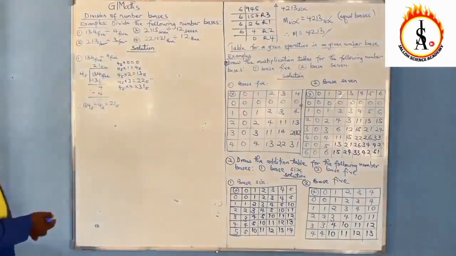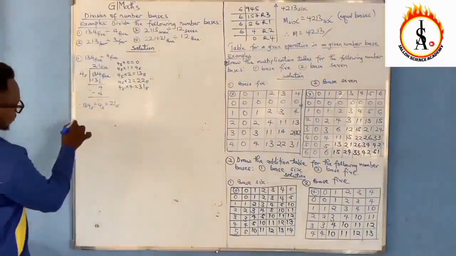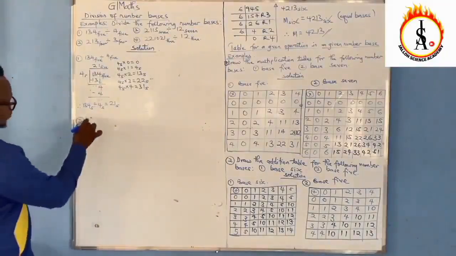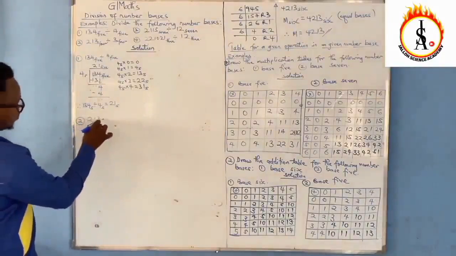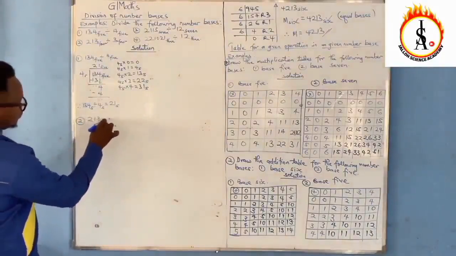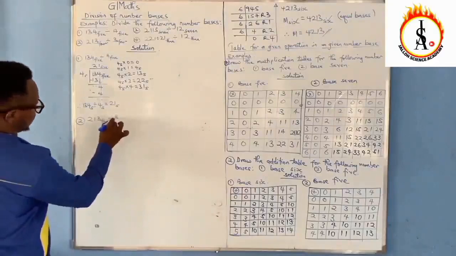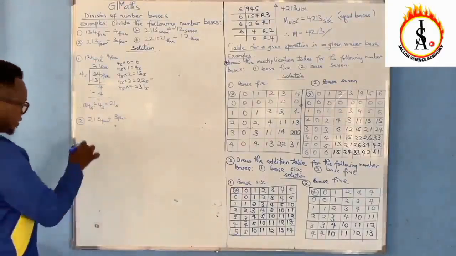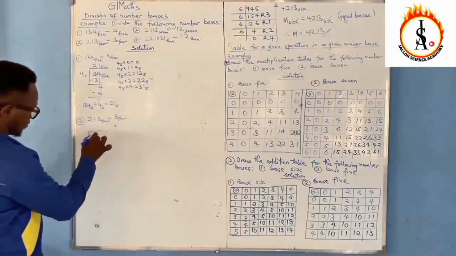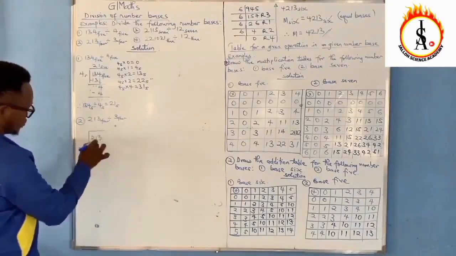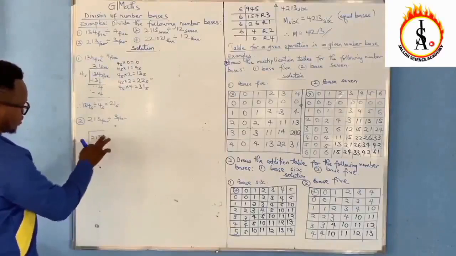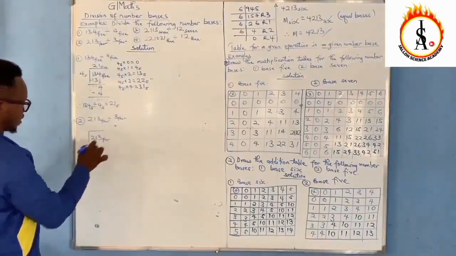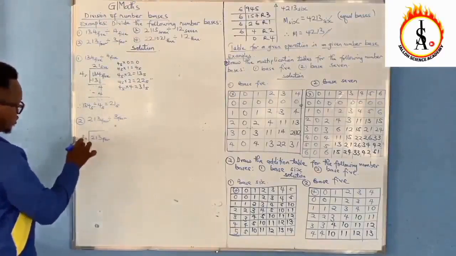So this is for the first example. Let's look at the second example. The second example we have is 213 base 4 divided by 3 in base 4. Applying the same idea here, we have 213 in base 4 and then 3 in base 4.